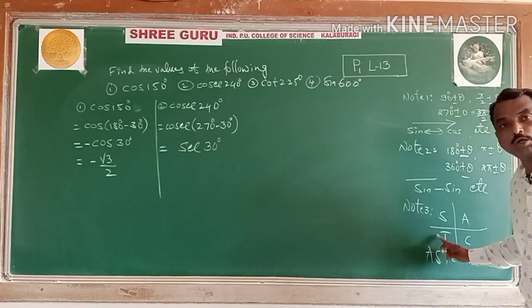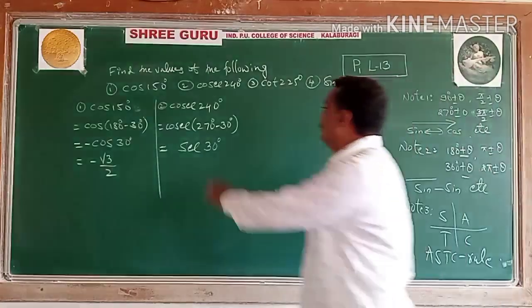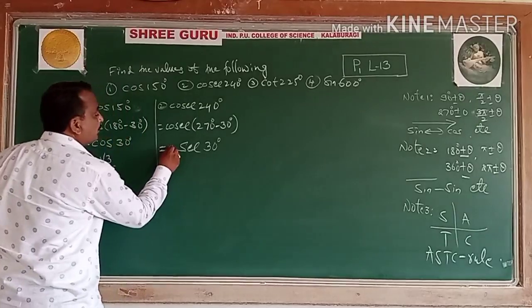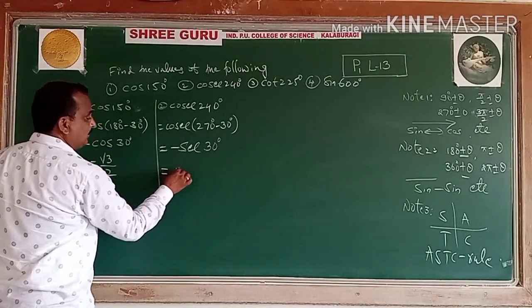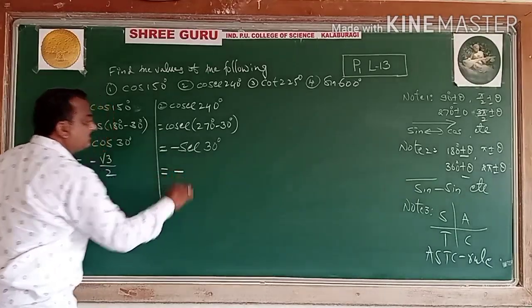In the third quadrant, what are positive? Tan and cot are positive. What is it? Cosec. Is it positive or negative, student? Negative it is. Then this is equal to minus secant 30, minus as it is.